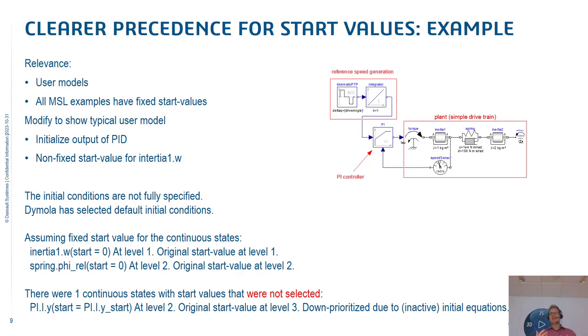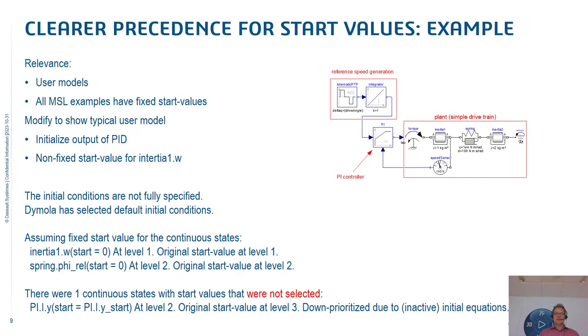And then you get the diagnostics here. And here you see that the first thing is that it gives the priority for the different selected ones, and it selects the inertia and the spring. And you also see 2 things. One is that it includes which states were not selected. And this is the state in the PID controller, because you initialize the output. And you also see that it's down prioritized due to inactive initial equations, because there was an initial equation for this state, but it was not selected because of selective output. And that's something that should be corrected in the MSL.